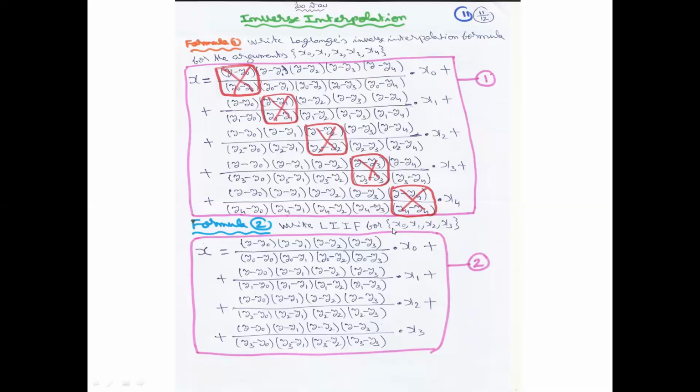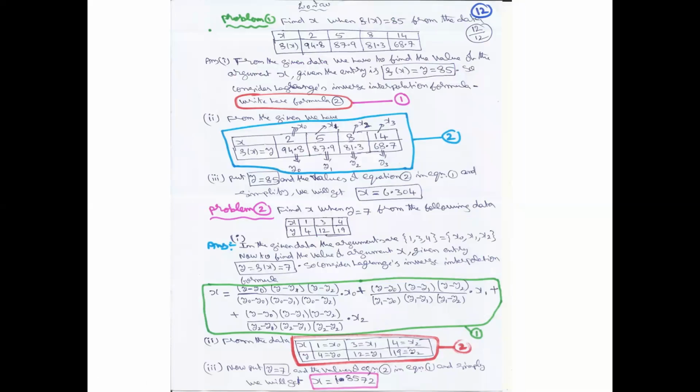The given data, the given arguments are x0, x1, x2, x3. This is the way of writing the Lagrange's inverse interpolation formula. I called it as equation 2 or formula 2, equation 1 or formula 1. Now let us work out the problems based on these formulae. See here, problem number 1. Observe the cursor. Problem number 1. Find x when f of x is equal to 85.